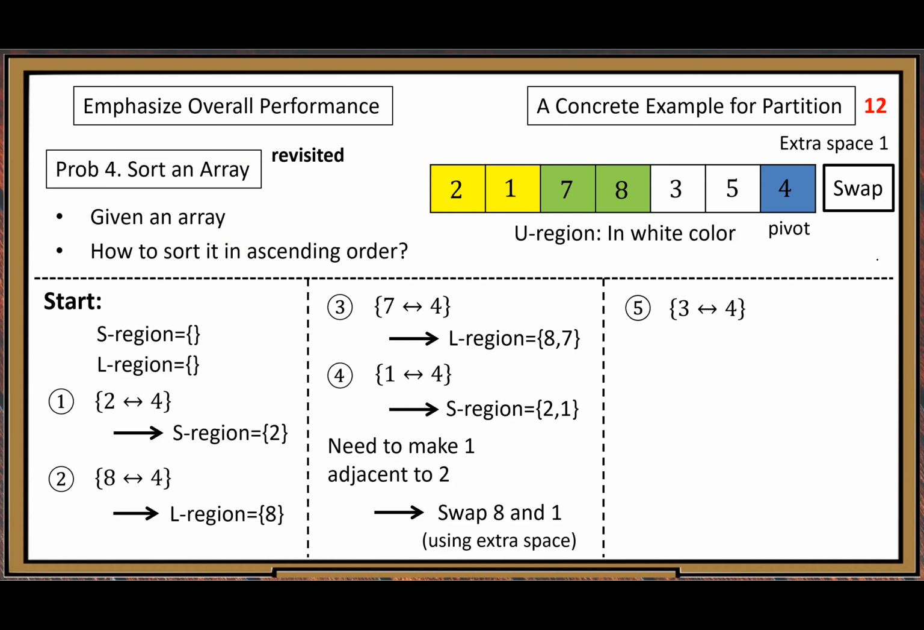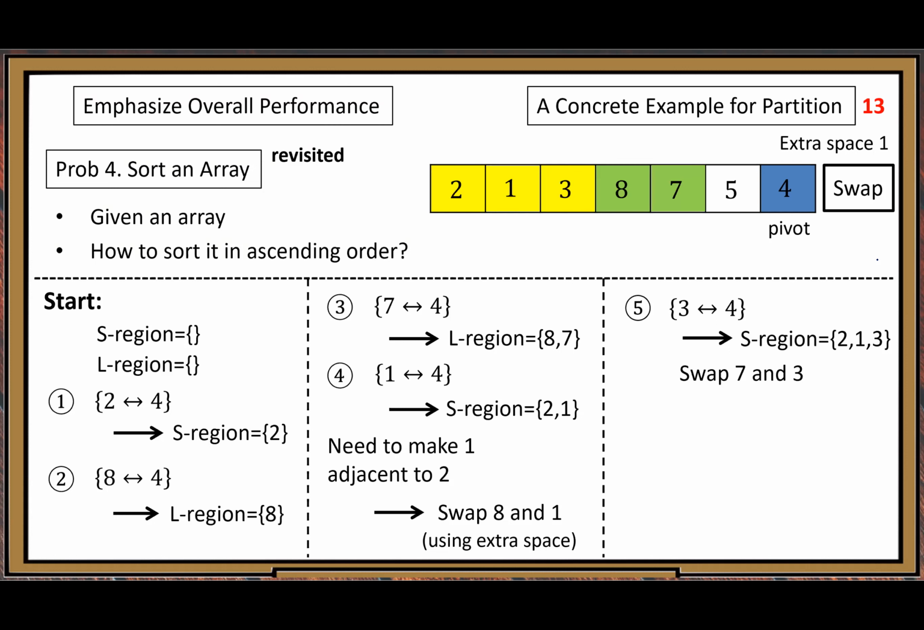All right. Next step, compare 3 with 4. It is less than 4. That means it should be in the S region, and we need another swap operation. Swap 7 and 3. After the swap operation, our S region and L region are in good position.